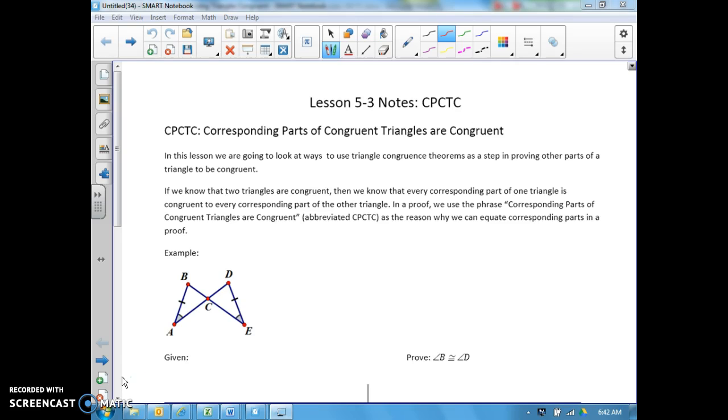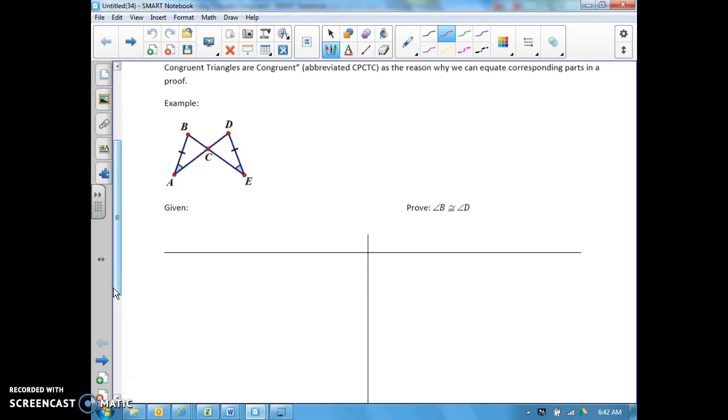In a proof, we're going to use the phrase corresponding parts of congruent triangles are congruent, or CPCTC, as the reason why we can equate corresponding parts in a proof. For example, here we have a triangle ABC and triangle CDE, and we want to prove that angle B is congruent to angle D. However, I can't do that until I prove that the triangles are congruent.